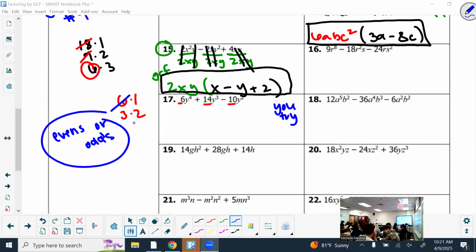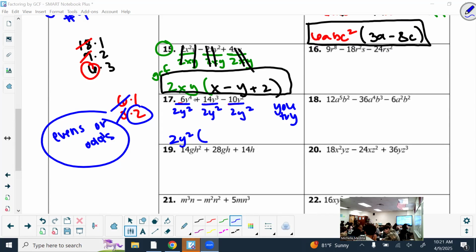Start eliminating by the greater ones. So is 6, 14, and 10 all divisible by 3? Are they all divisible by 2? So then that's my GCF. Now look at the variables. Is there a y present in each term? What is the smallest exponent on the y that you see? So y squared is going to be part of the GCF. Not just y. It's the one smallest exponent you have, and that's y squared.